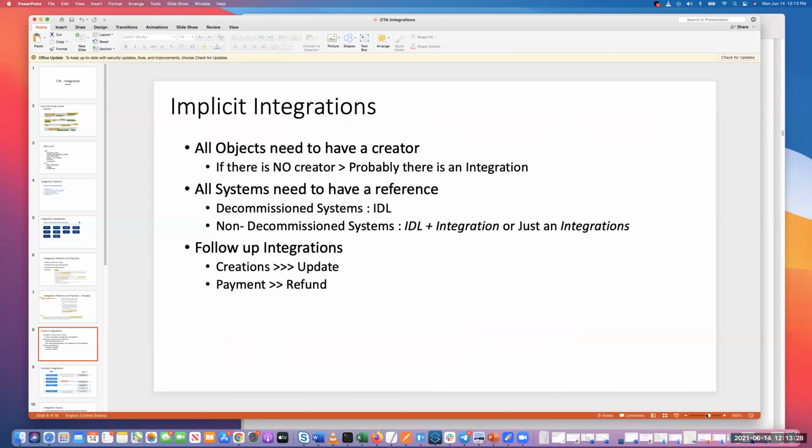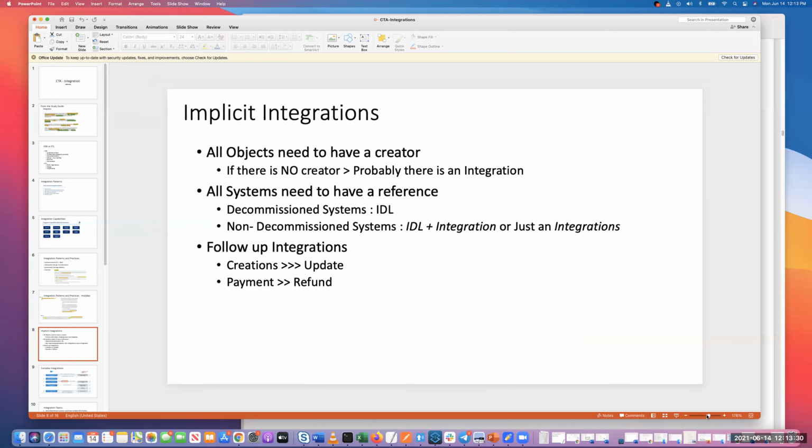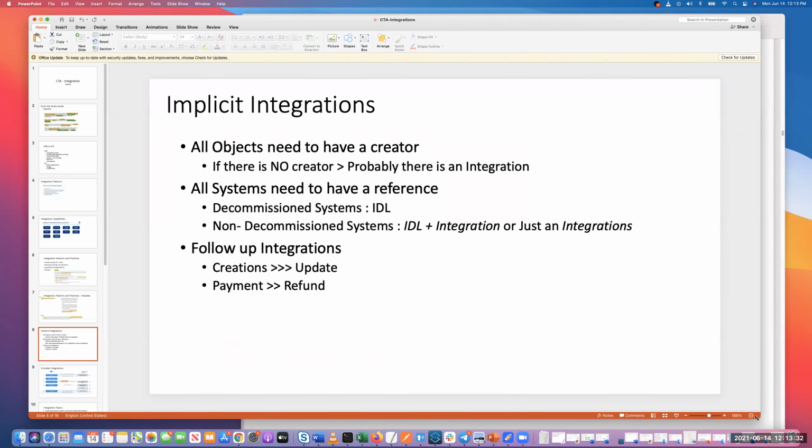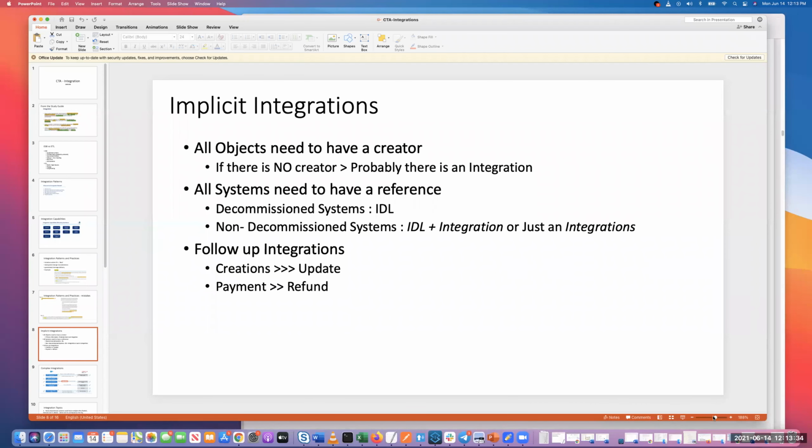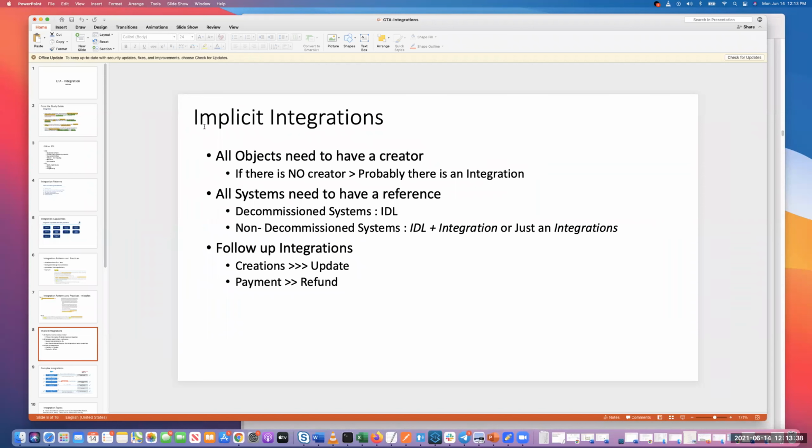Next, I want to talk about implicit integrations, which were very heavy in one of my scenarios. I think that's one of the reasons I failed. So for the next attempt, I came up with this list of how to identify the implicit integrations when you read a scenario, which are not mentioned directly.